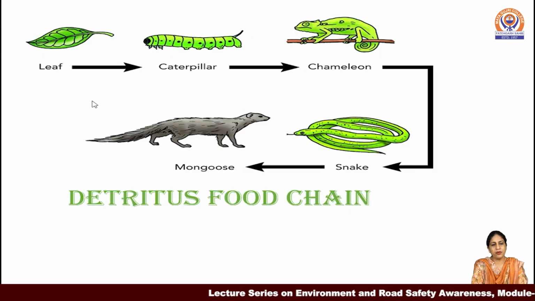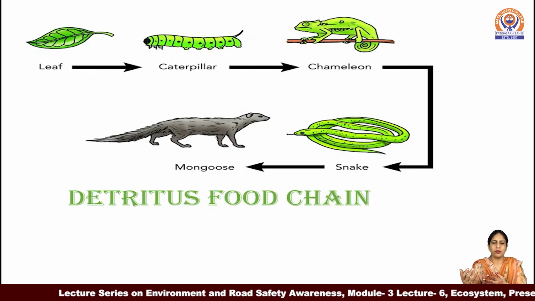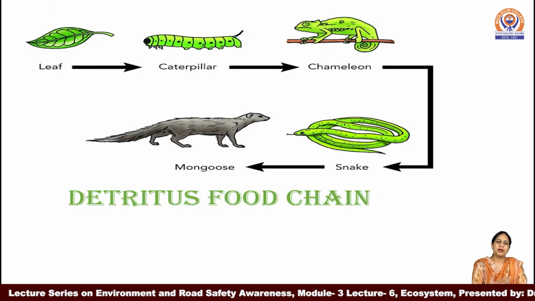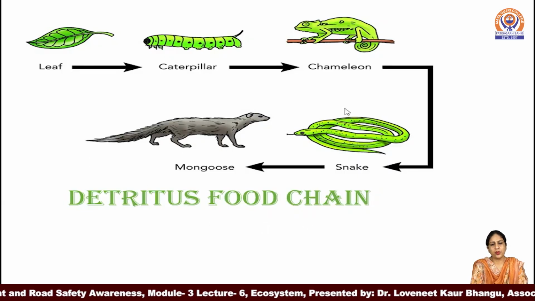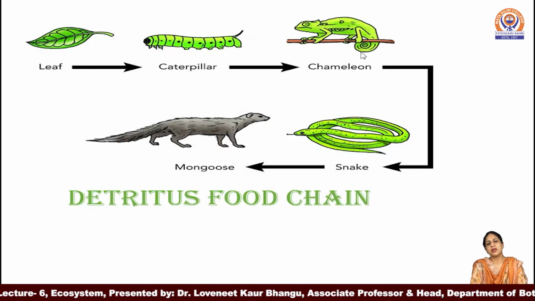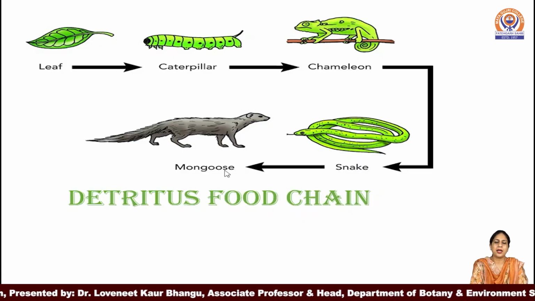So this is a leaf, the leaf fallen from a tree. So it can be a leaf or a flower fallen or a rotten fruit fallen from a tree, or in other words, some dead and decaying organisms can be there at this point. So in this food chain that we are seeing over here, leaf is there as a starting point of this detritus food chain as a source of organic matter, which is being fed upon by caterpillar. Caterpillar is again being fed upon by chameleon, which is further being eaten up by snake, and snake is further being fed upon by mongoose.